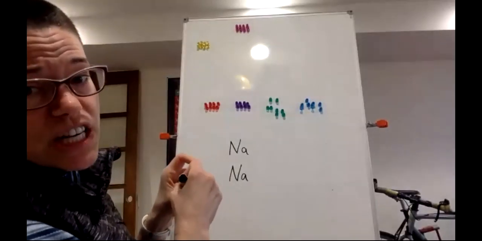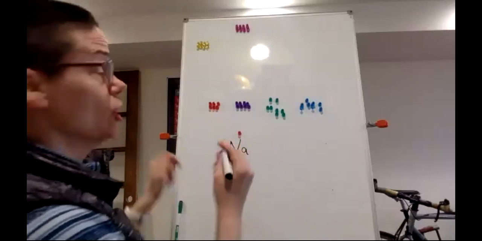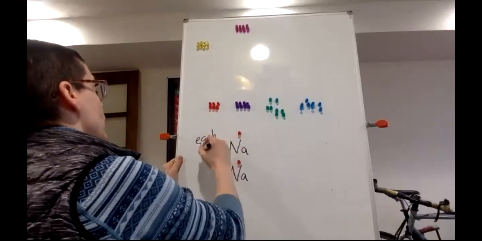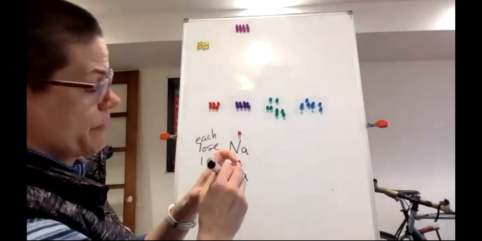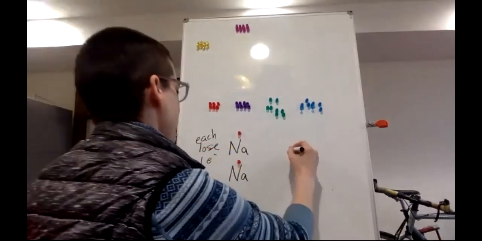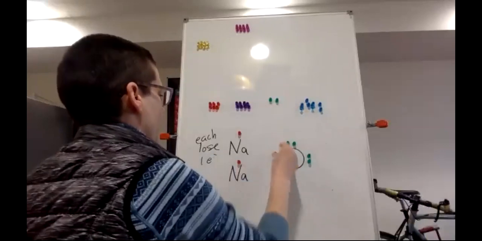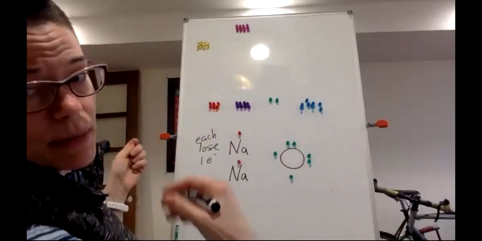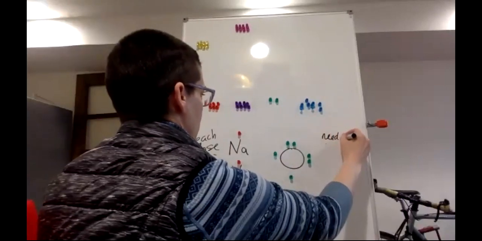Okay, so for the last one, in example B3, I tell you 2 sodiums and 1 oxygen. Just like the first one, each sodium has how many dots? 1. And they each need to lose, right? So each will lose 1. And oxygen is going to have how many? 6. All right. 1, 2, 3, 4. And that oxygen needs how many more? 2. It needs 2 more.